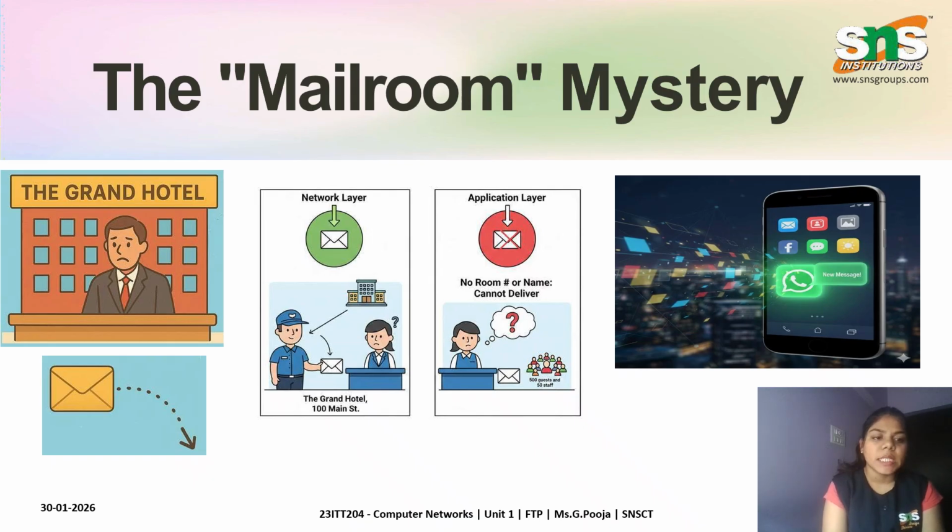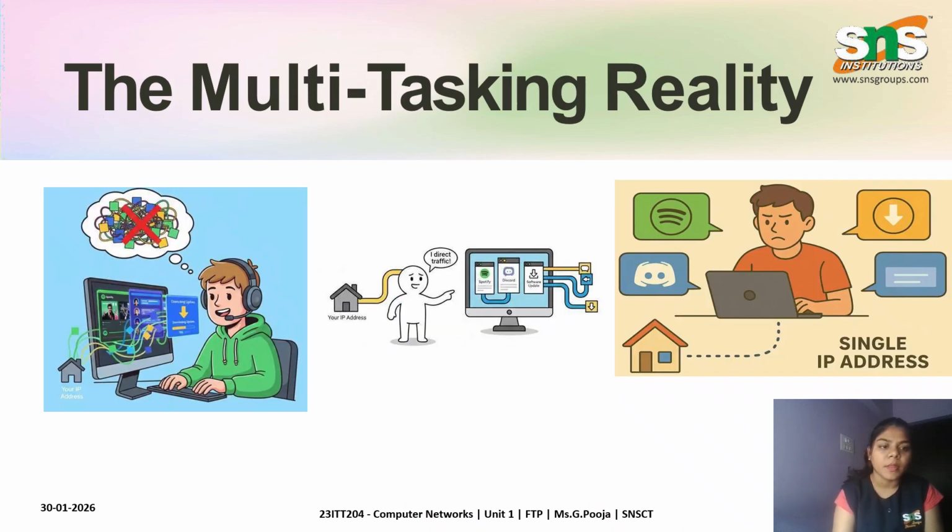The first image is a mailroom in a company. Different letters come in and the mailroom sorts them to the correct person. Similarly, the transport layer makes sure the data comes to the correct application and not just the device. You can see the network layer and the application layer, how they perform. And so this is called the multitasking reality for the ports.